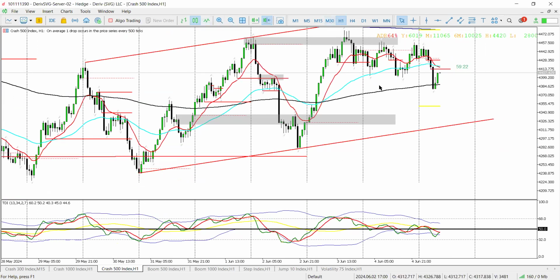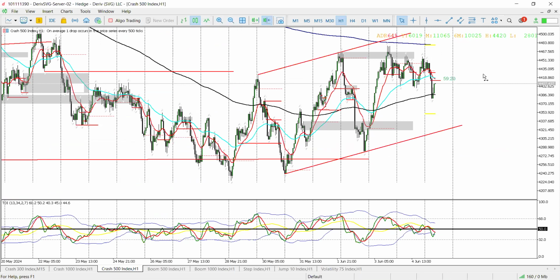So again, you can see we had this channel which I drew a few days back. So I'm still looking forward for price to come to the downside as well. So we'll just see what happens and we'll trade accordingly.